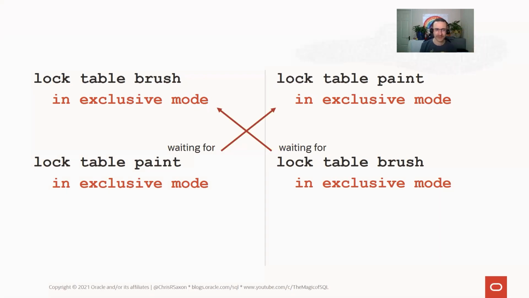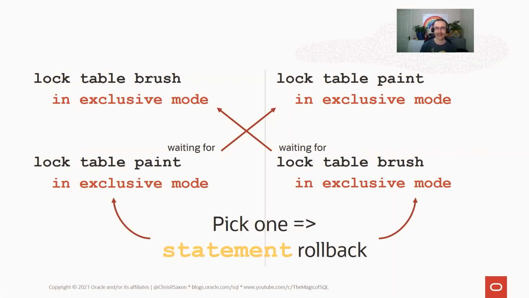But they can't do that because they can't get the paint or the brush that they need. Bit of a problem. So when this happens in Oracle database, the database plays the role of the parent, and it picks one of these resources, one of these statements, and does a statement level rollback. And it says, stop doing that, undo the work you've done, and then things can continue, kind of, right?